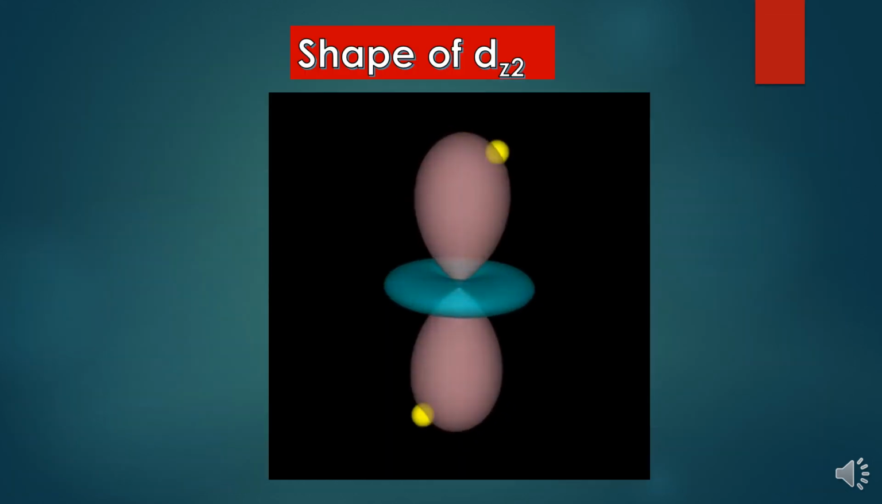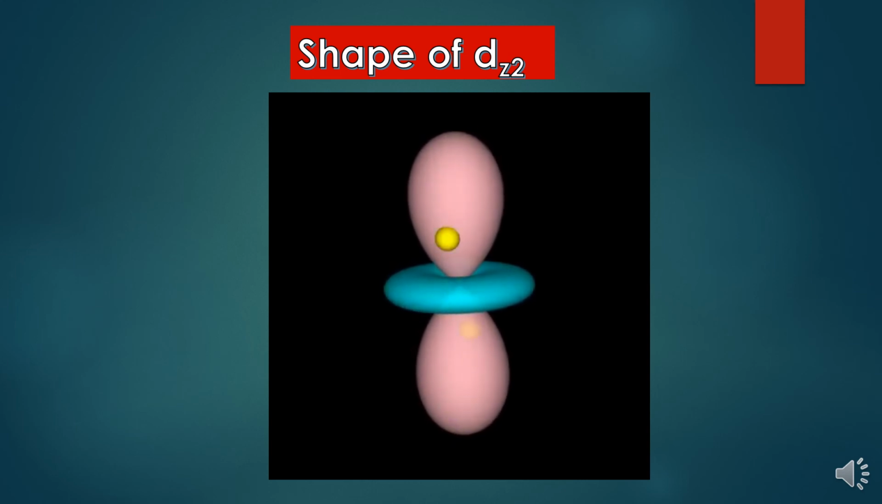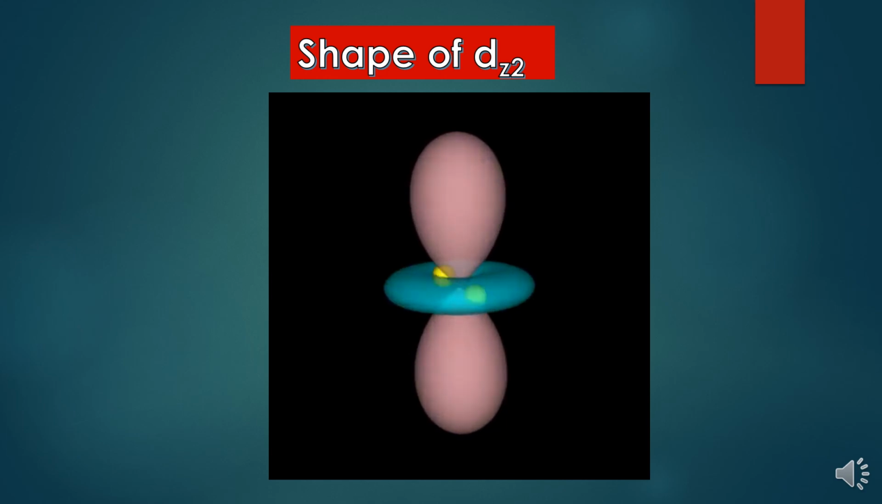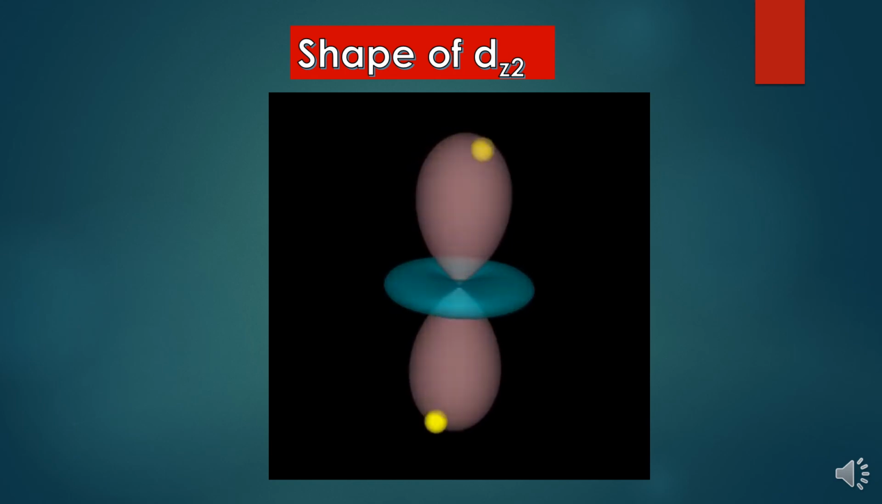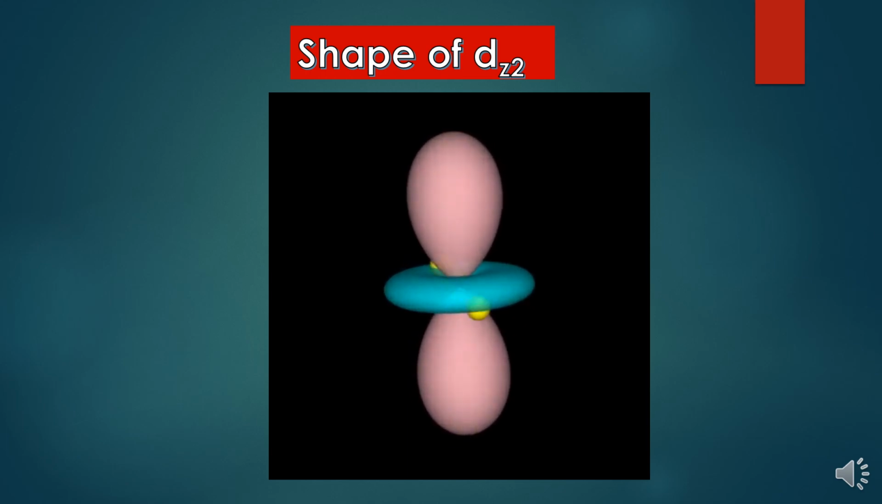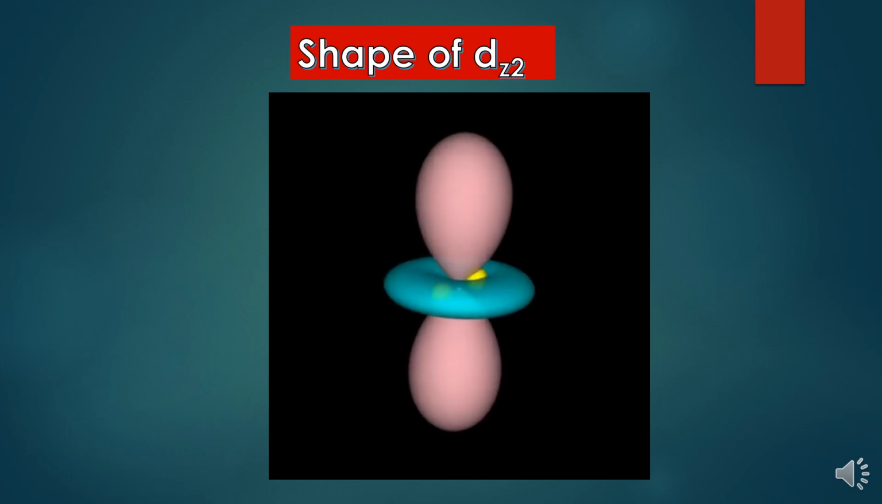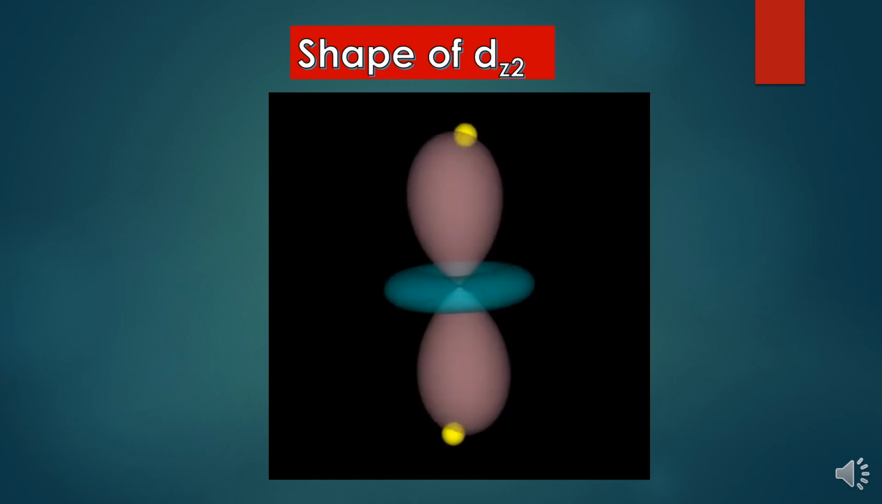Next we can have a look at how this dz square has a different shape. Here you can see that along the z axis you can see 2 lobes and 1 ring around the xy plane. So in this way electrons revolve in these lobes as well as this ring. So this is how the structure of the dz square orbital is. So in this way we can say 4 d orbitals are similar in structure having 4 lobes, whereas 1 d orbital, which is dz square, is somewhat different in shape, having 2 lobes and 1 ring, where the electron cloud or electron probability density is maximum.